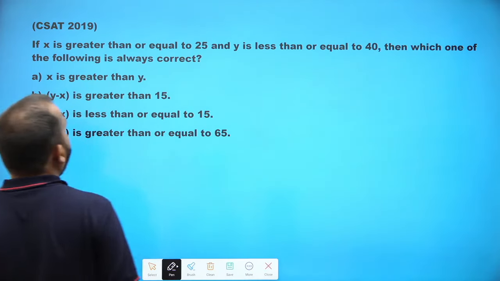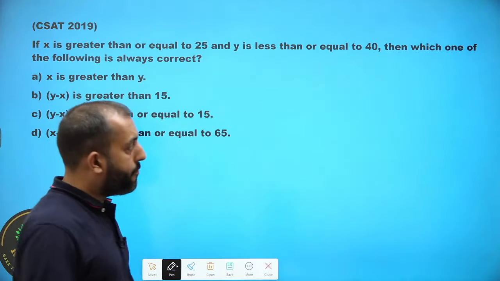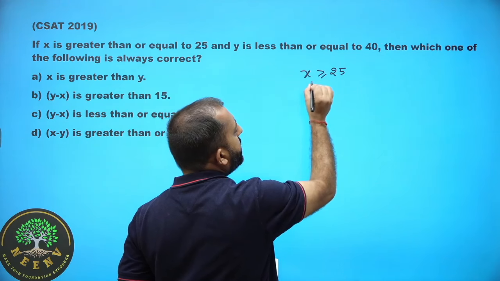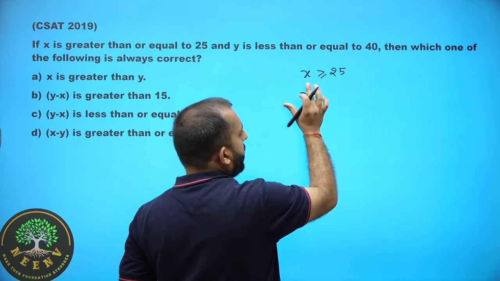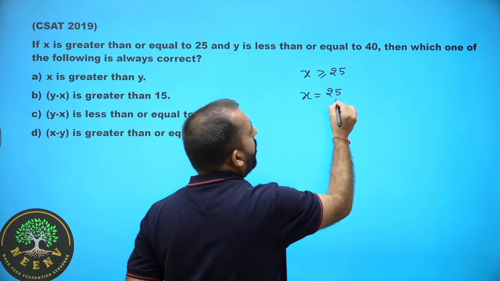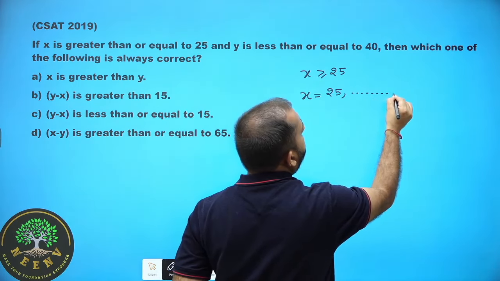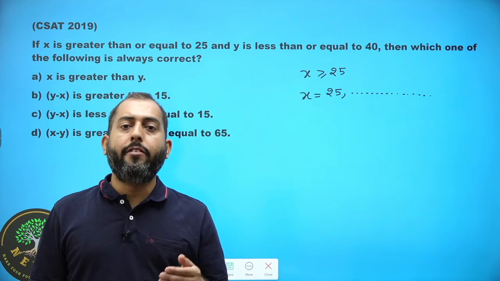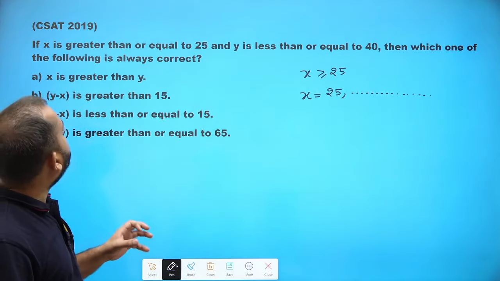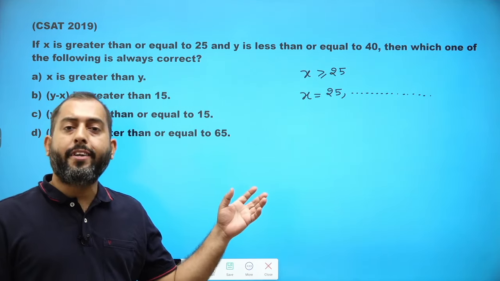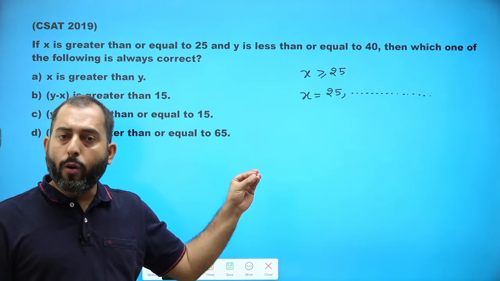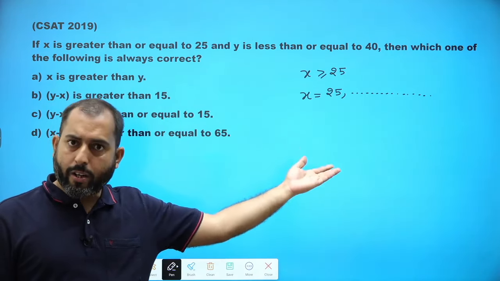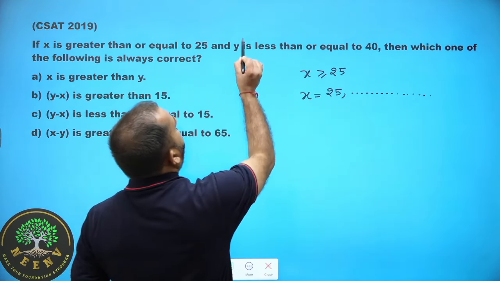See, it says if x is greater than or equal to 25. What is the meaning of this line? It means x can take the value 25 or any value which is greater than 25. Right? Greater than 25, it is 25.1. 25.2 is also greater than 25. So x is greater than or equal to 25, meaning x can have any value which is equal to 25 or greater than 25. Okay. Now, y is what?